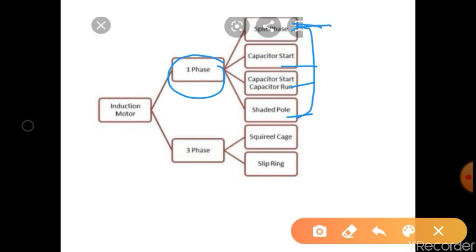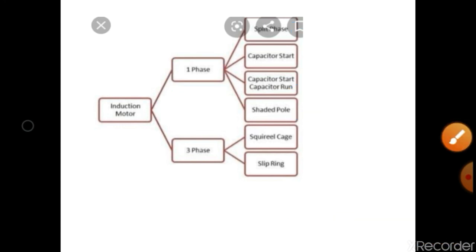So where do we use the split phase induction motor? What are the applications of the split phase induction motor? They are fans, washing machines, air conditioner fans, and grinders. The next one is the capacitor start induction motor. These are used in refrigerators, AC compressors, conveyors, and machine tools.